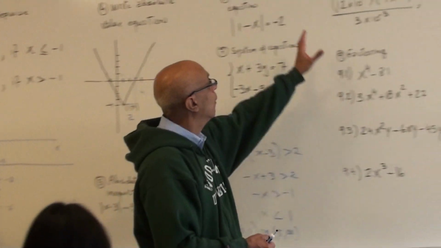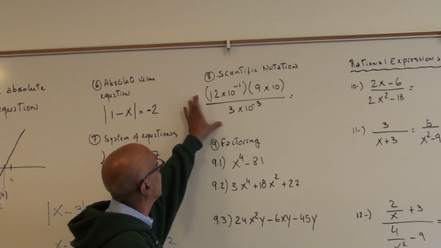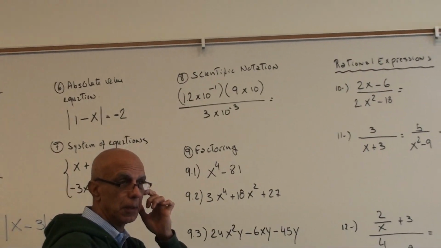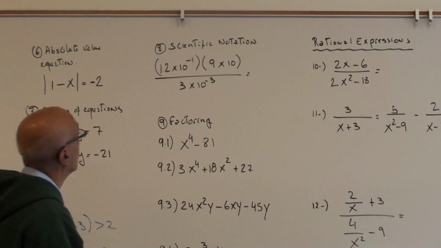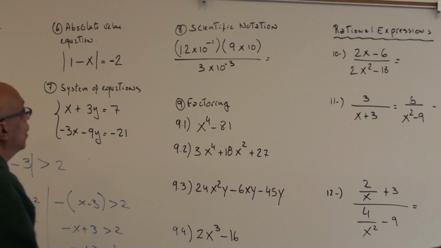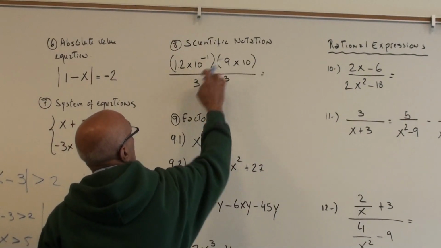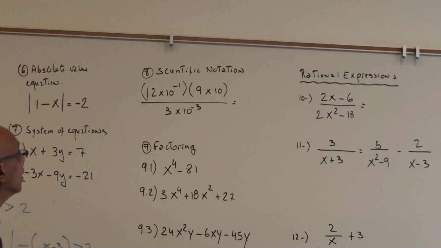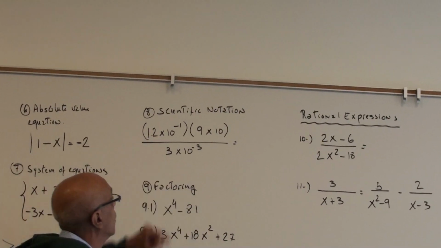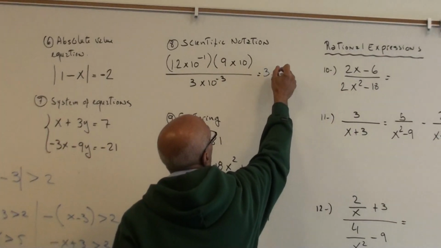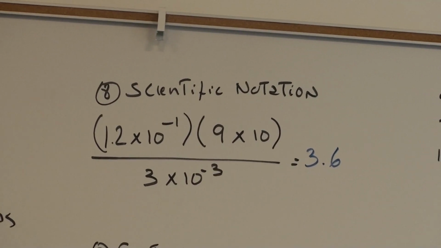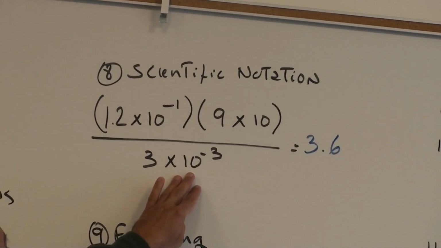Now, this question, I don't know why, many students also miss: scientific notation. So the first thing I can do here, I could simplify 9 and 3. 9 divided by 3 is 3. 3 times 1.2 is 3.6. Now, let's check the numbers here.